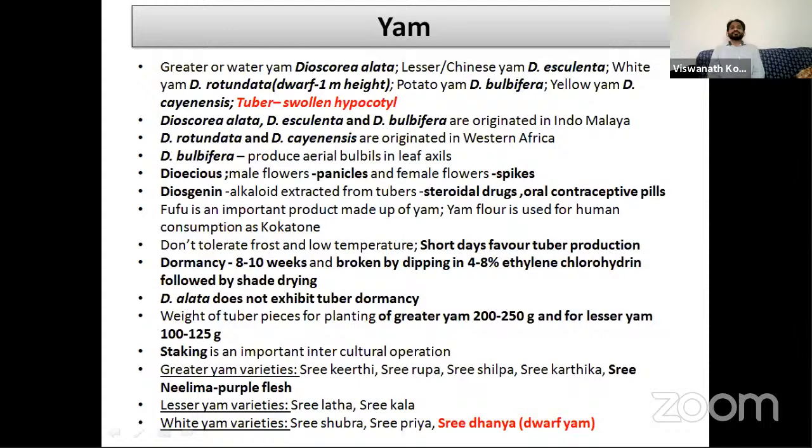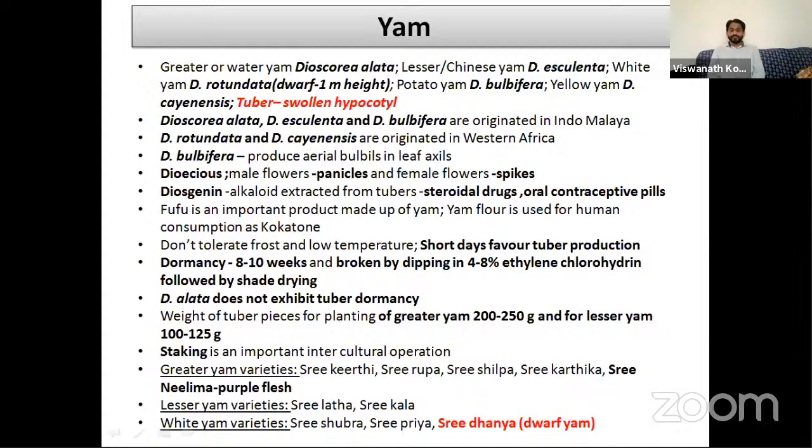But there are particular white yam types. For some particular white yam types, which grow up to 1 meter length, the bushy types, they do not require staking. This was the previous question. What is the variety of the dwarf white yam? So the white yam, the Dioscorea rotundata, is having certain types which are dwarf that grows only 1 meter height. They do not require staking.